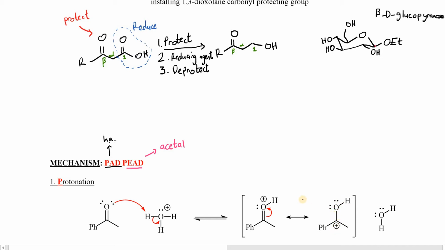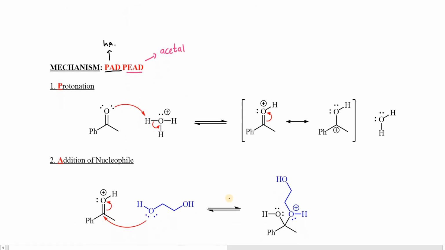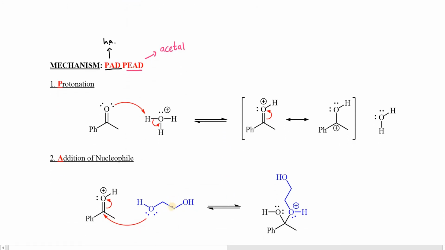Why is this important? Well, it leads to the next step, which is the addition of the nucleophile. Here's ethylene glycol. Now it can more readily attack the carbonyl carbon because it's now even more electrophilic. So this protonation step increases the electrophilicity, which is an important concept. Both of these atoms are now even more positively charged, and upon attack from ethylene glycol, the pi bond breaks and we form this intermediate here.